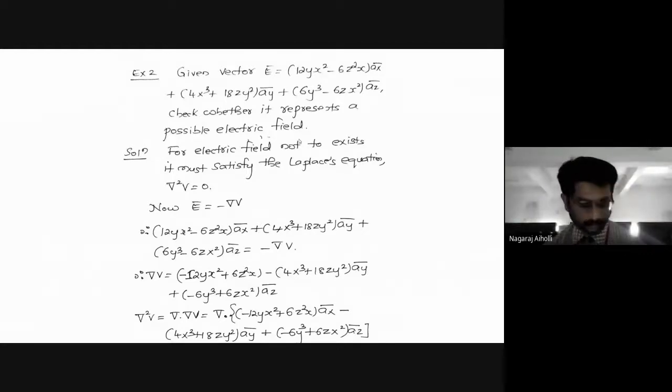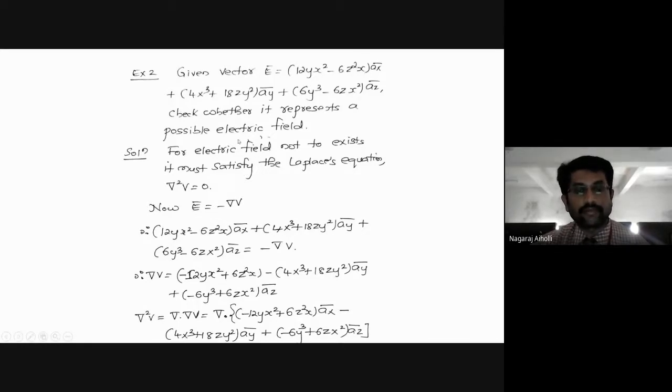Taken the statement, students? Yes, sir. Okay. Read the question. Given vector is, here they have given the equation of E bar in terms of ax bar, ay bar and az bar. And they are asking whether this equation of E bar represents a possible electric field. Possible electric field means whether the electric field exists in that region, whatever region they have given, or not. That we are supposed to find out.